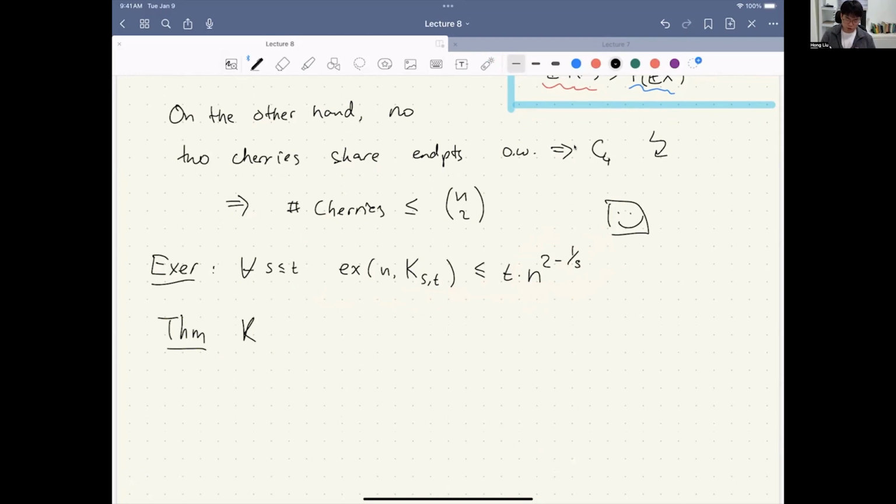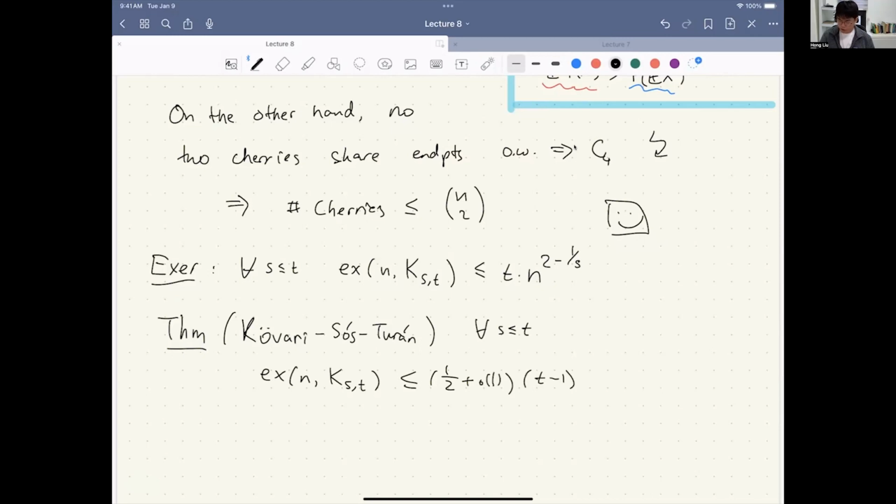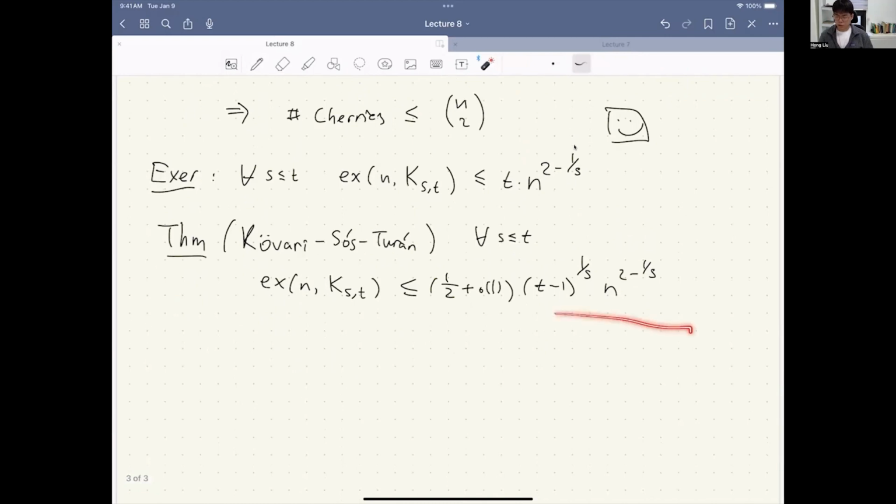A more careful calculation will give this theorem, which perhaps many of you have seen before, the Kővári–Sós–Turán theorem. It says for every s less than t, you have almost the same, but with slightly improved leading constants: at most (1/2 + o(1)) times (t−1)^{1/s} n^{2−1/s}. I will not do this calculation. Try to do this exercise yourself.